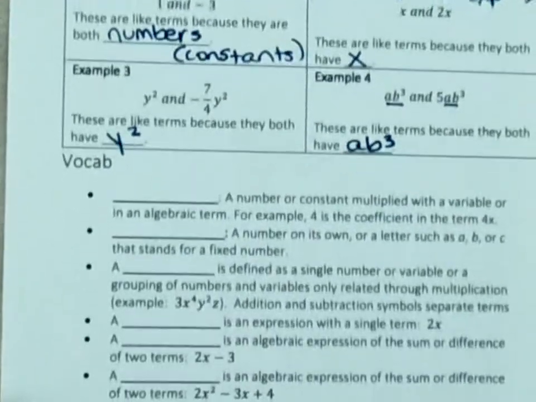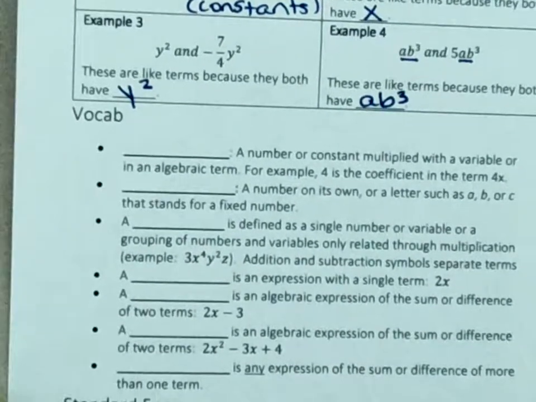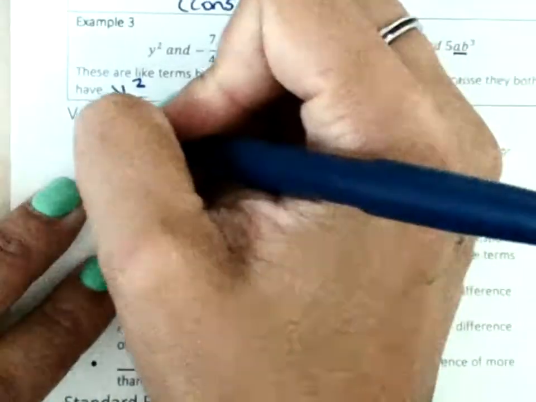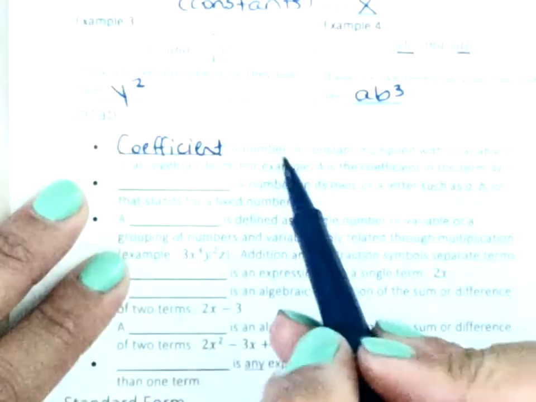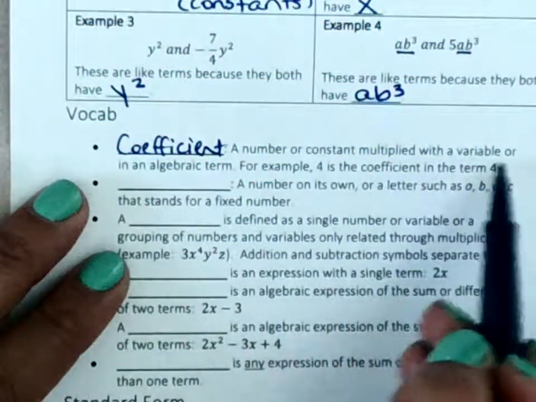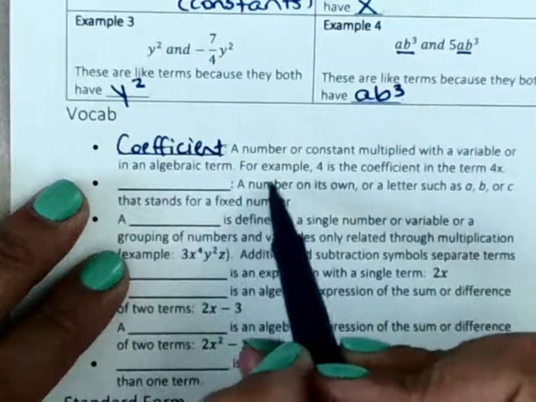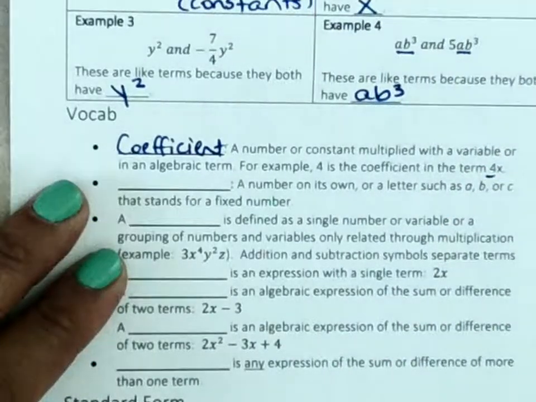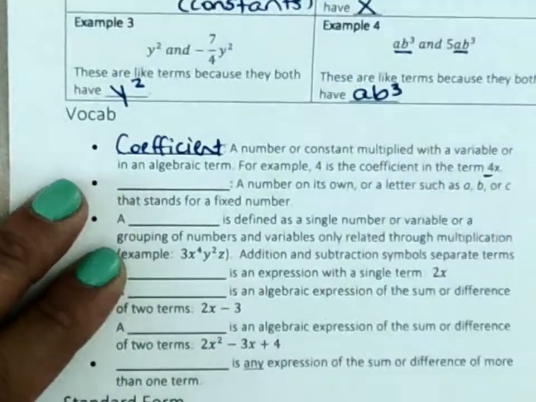We're now going to move into vocabulary. There's a lot of words we're going to be using in this unit. The first one is going to be coefficient. This is not a new word, which is a number or a constant multiplied with a variable in algebraic terms. For example, 4 is the coefficient in the term 4x. So it's the number in front.